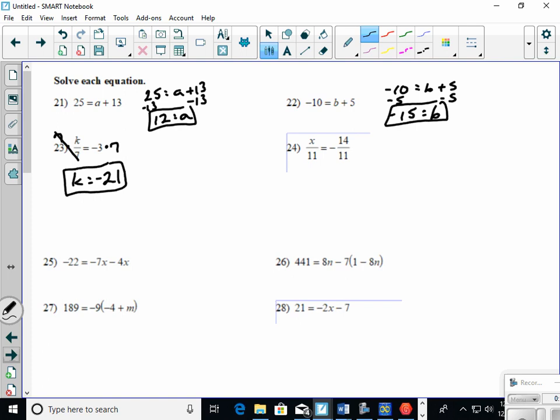24. We've got x divided by 11, so we need to multiply both sides by the 11. In this case, we've got an 11 in the denominator on the right side of the equation as well, which cancels that one out. And we just end up with x equals negative 14.